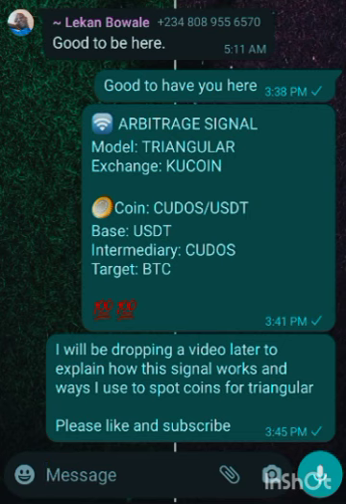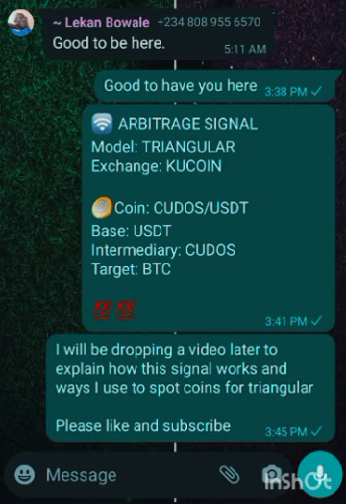Now, I'm going to be explaining what the base means, the intermediary, and the target. I'm going to be explaining all that in the video so that the next time I drop this signal, instead of you guys getting confused as to what you should do, after you watch this video, you will know what to do. And I'm also going to tell you guys how I spot coins for triangular arbitrage trading.